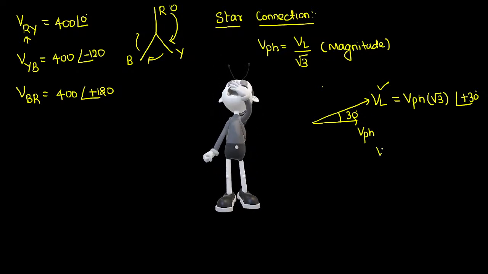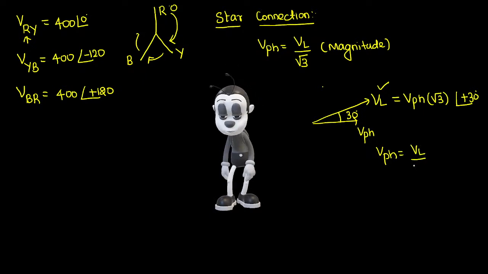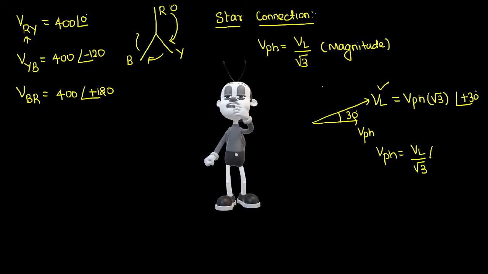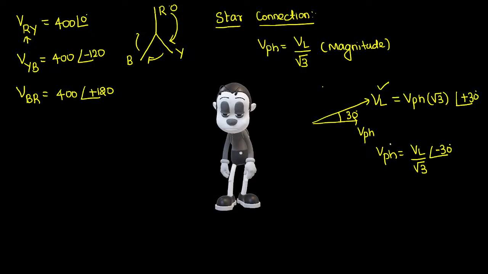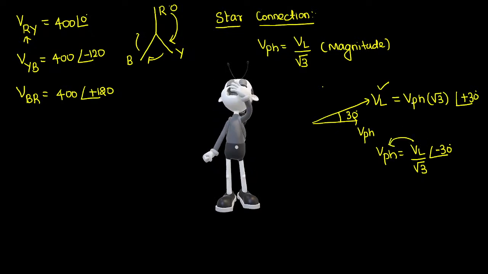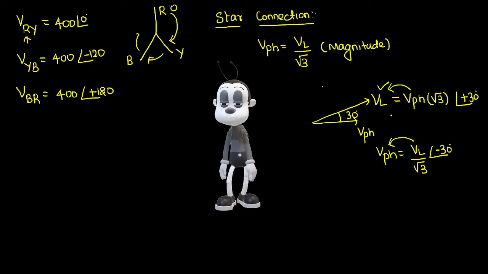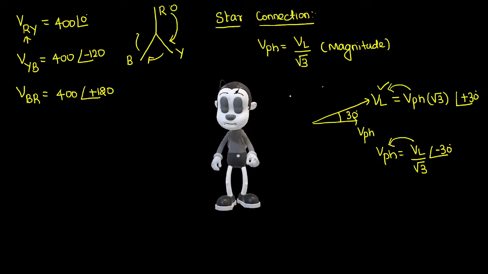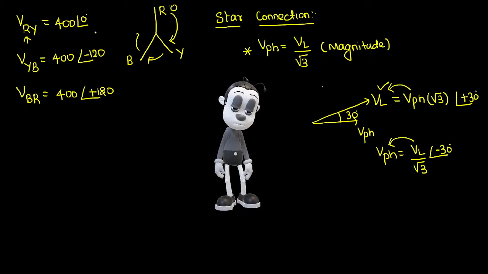If you are writing the expression for phase voltage, it can be written as line voltage upon square root of 3 at an angle of minus 30 degree. So this is how we write the expression for phase voltage from line voltage, and this is how we write the expression for line voltage from phase voltage. Do remember this relation, both are very important. Anyway, we are in phase voltage now. I need phase voltage, so line voltages are given.